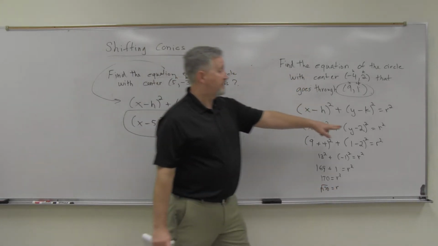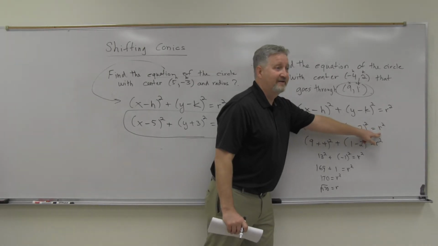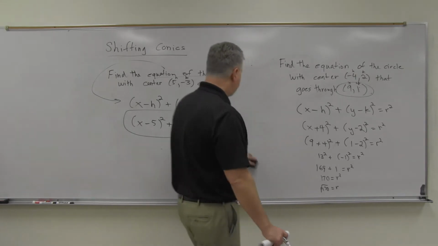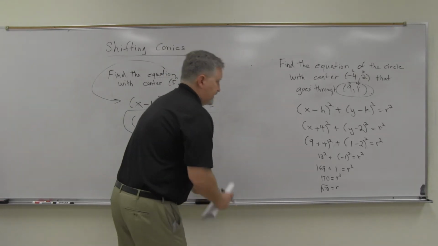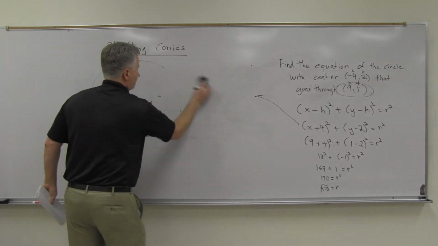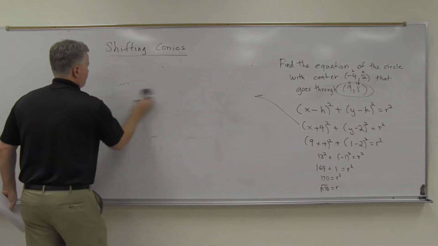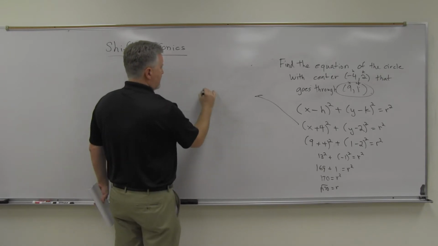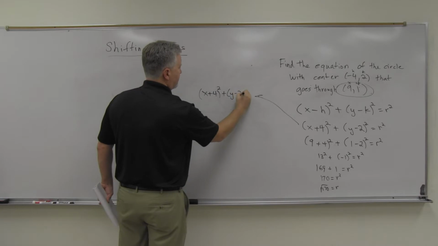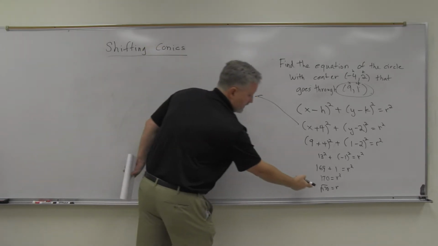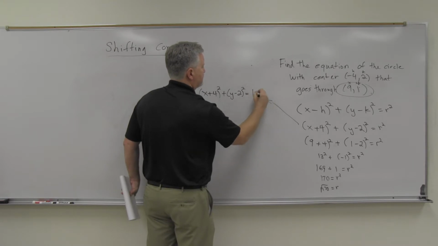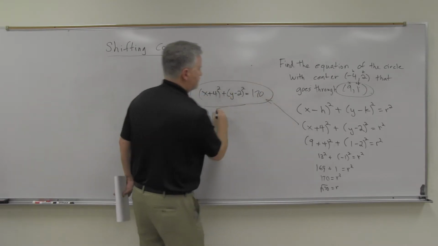However, in the formula, we're going to put in r squared anyway, so we're going to square that and get back to 170. So the equation is going to be (x plus 4) squared plus (y minus 2) squared equals r squared, which is 170. Good?